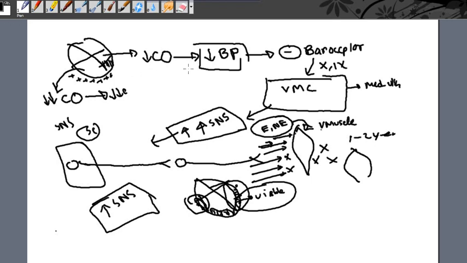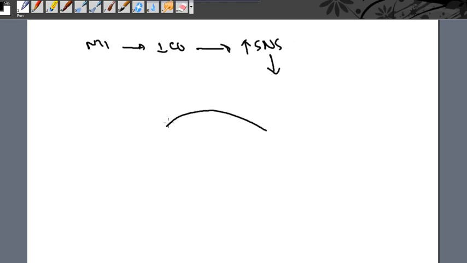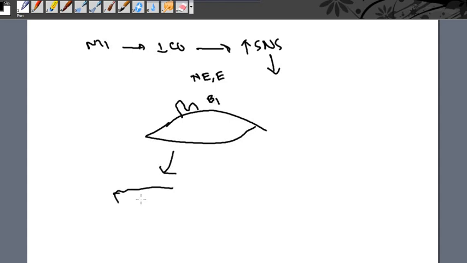So after MI, if we give beta blocker, what actually happens? Let's see again. After MI, as there is falling cardiac output, this leads to increased sympathetic nervous system drive from the brain, and this increased sympathetic nervous system will release norepinephrine and epinephrine, and this norepinephrine and epinephrine will continuously stimulate this beta 1 receptor, and this leads ultimately to apoptosis of the muscle, ultimately fibrosis of the muscle.